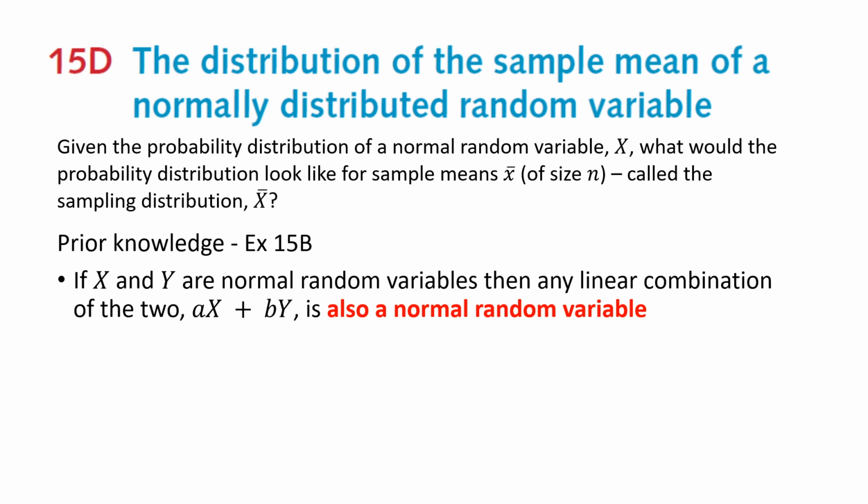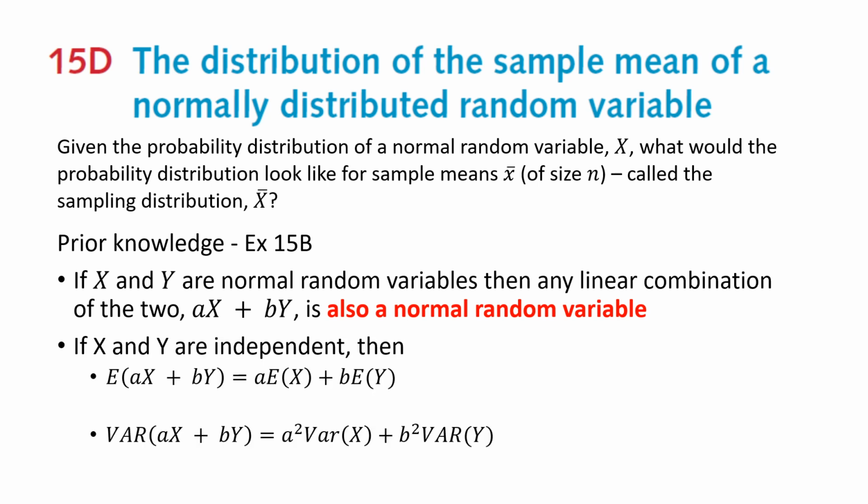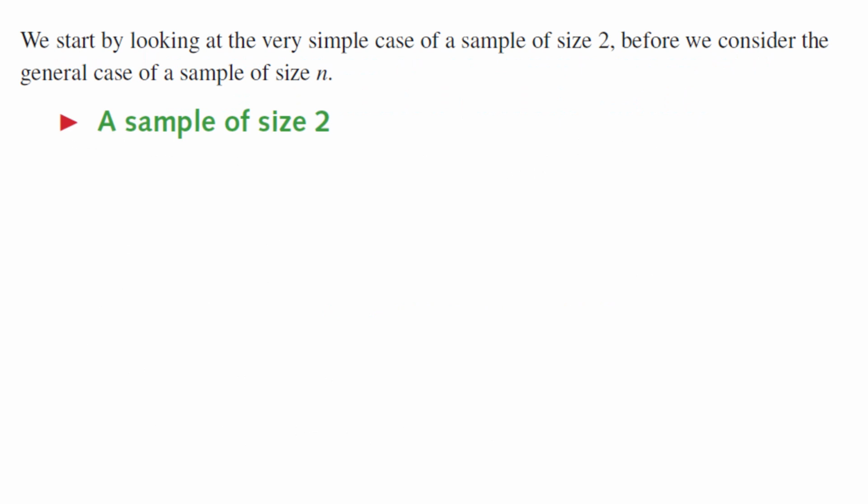Firstly, if x and y are normal random variables, we know that any linear combination of x and y is also a normal random variable. So that means for our x bar, we're expecting our sampling distribution to also be a normal distribution. And we're going to draw on these properties, if x and y are independent, then those properties hold, as we know. Okay, so let's start to look at the very simple case of samples of size 2, and then we're going to generalize to samples of size n in the general case.